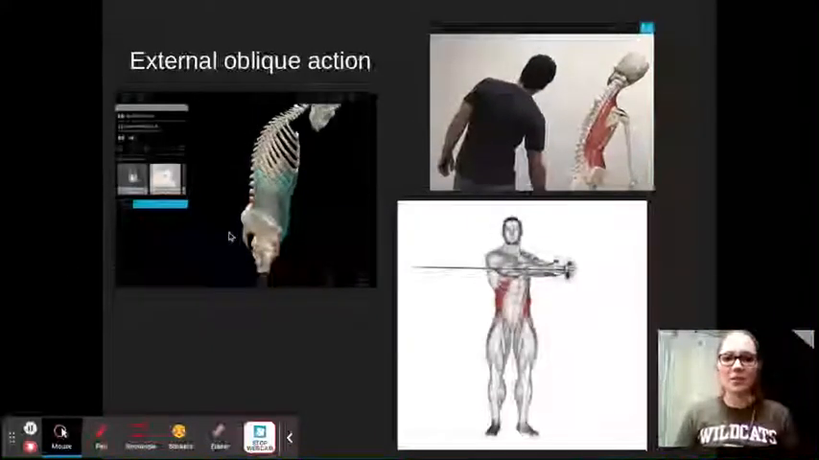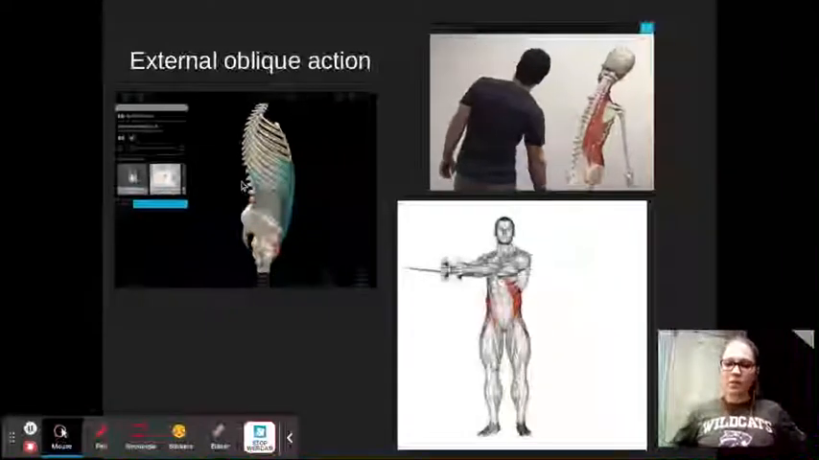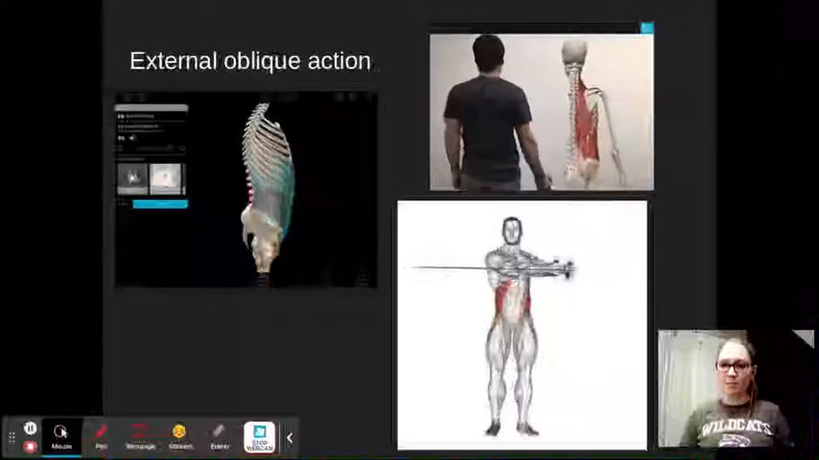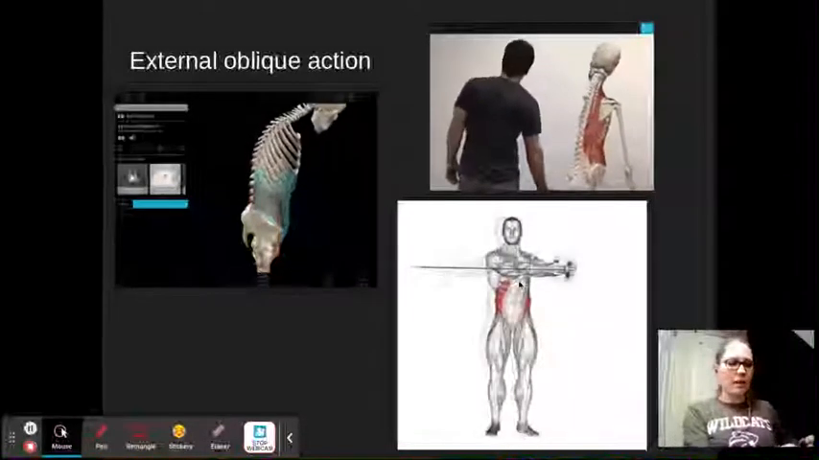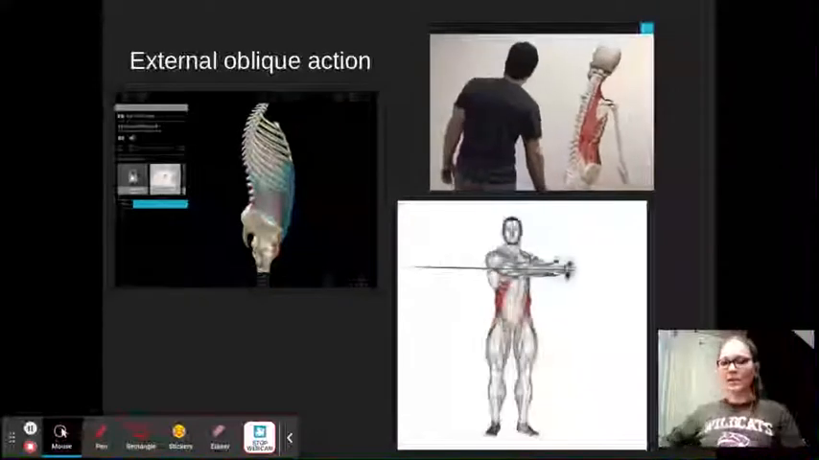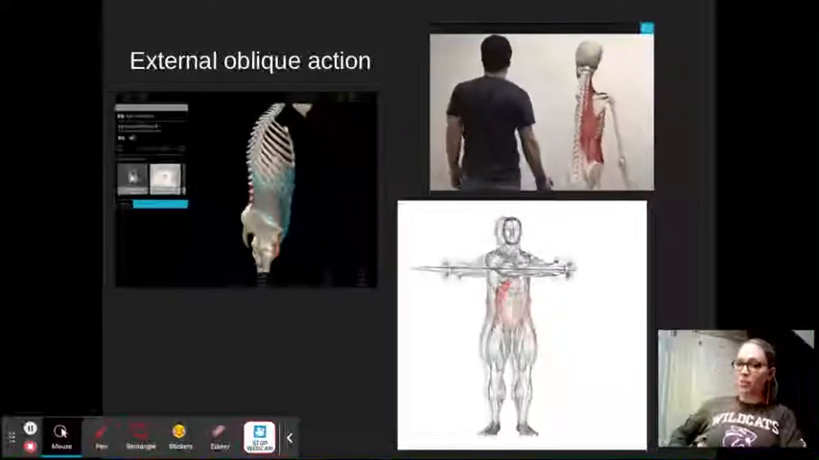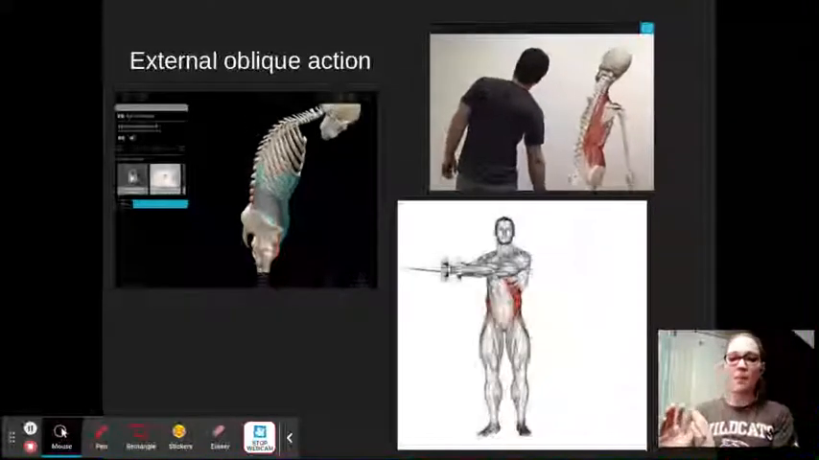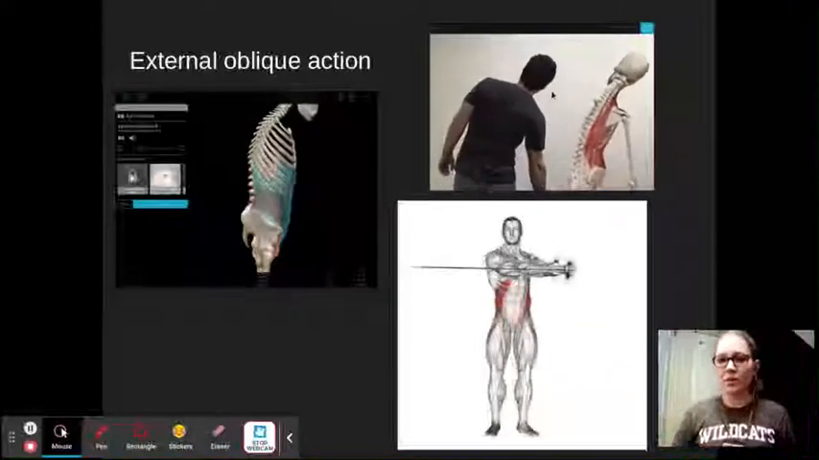So there's our flexion of the torso that we saw before. The external obliques also assist with the rectus abdominis to produce that motion. This is the rotation that we were talking about. If I start this way and I want to rotate, my external oblique is going to be the main muscle that helps me rotate my torso. And this is the lateral flexion that we were talking about.